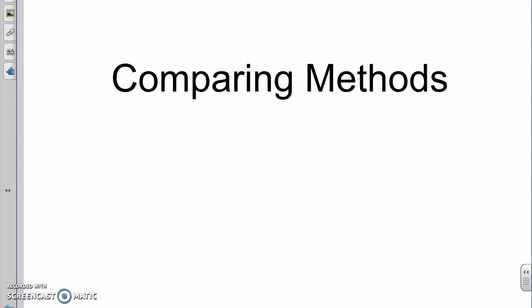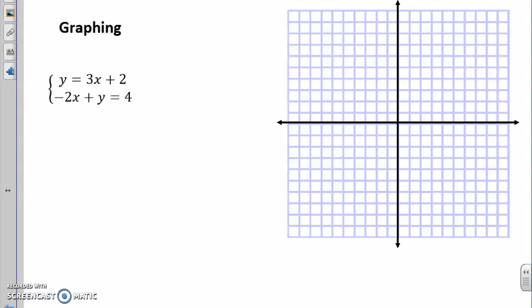Okay, guys, so we have now seen all three methods of how to solve a system of equations. So the piece of paper that you have, we're going to compare all three of them so you can see that no matter which method you choose, you're going to get the same answer every time. So the first way we're going to do is graphing. This is the first lesson that we learned.